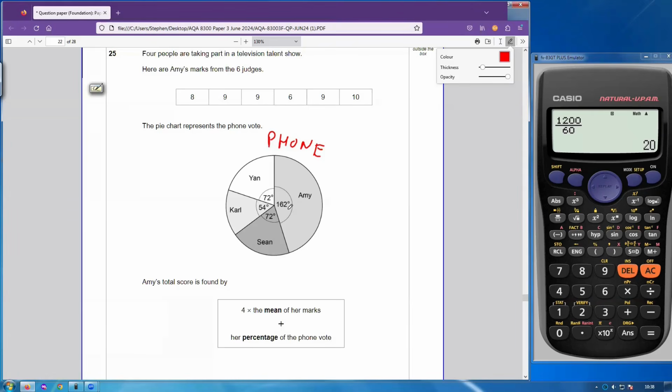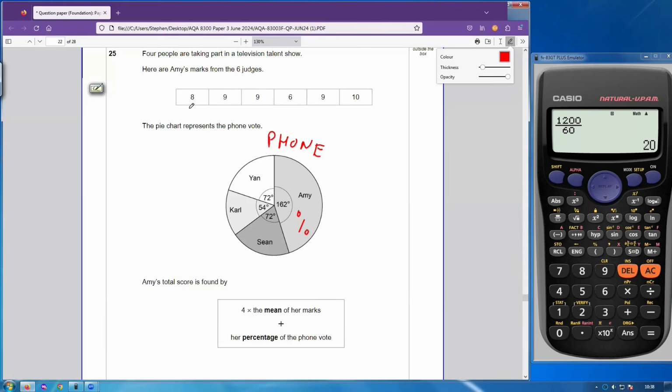And this is Amy. She's getting 162% of the marks. Amy's total score is found by 4 times the mean of her marks plus her percentage of the phone vote. So we've got to find the percentage here. 4 times the mean of her marks.